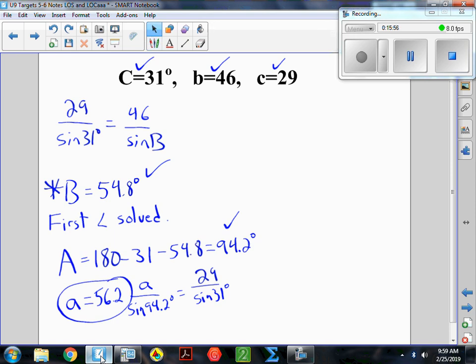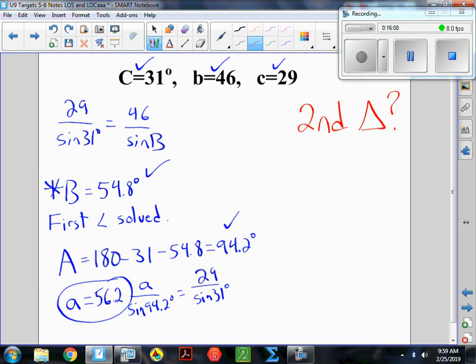All right, so 56.2 is kind of large, but it is across from the largest angle, because the largest angle is 94.2. So there is this possibility of a second triangle that could exist. Again, I could have given a triangle where the second side rotated around and made a second triangle right here. And so I want to see if that's going to happen.